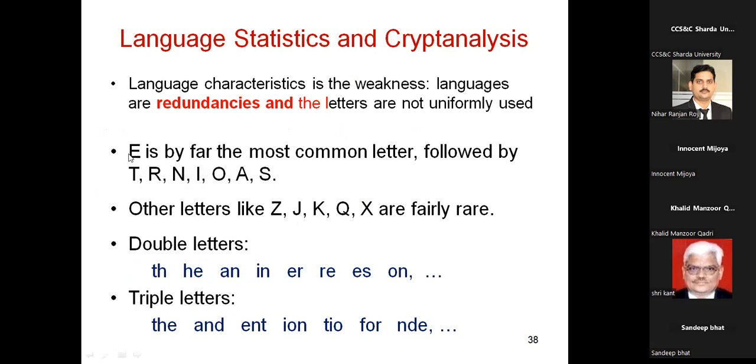They are the highest frequency letters in the English language. Others like Z and J are fairly rare. Simply, double letters are very common, and triple letters are also common. So this property the attacker will use to try to understand what the plain language is.